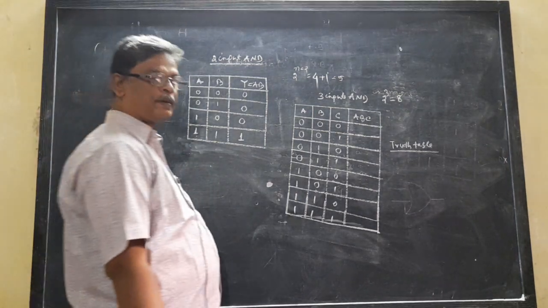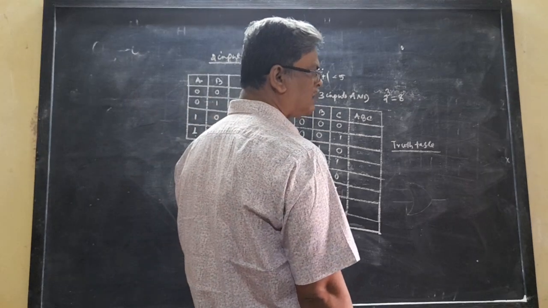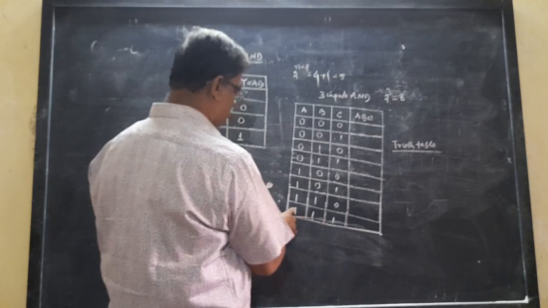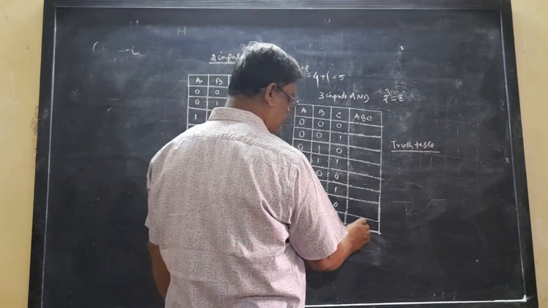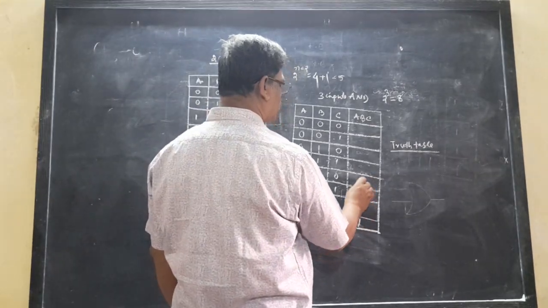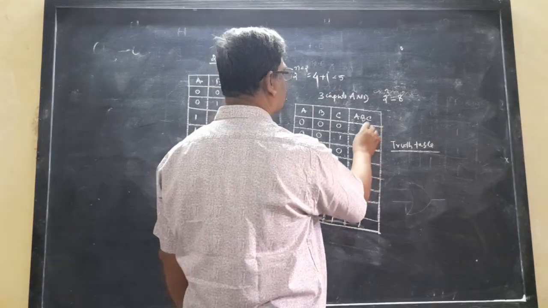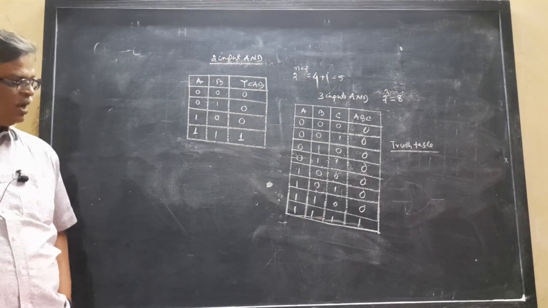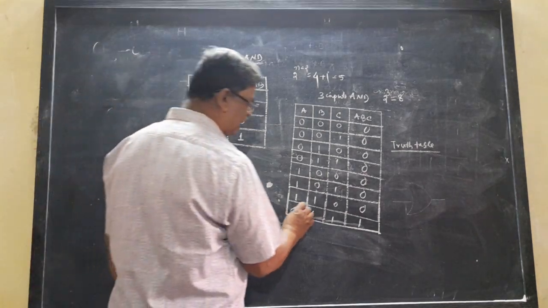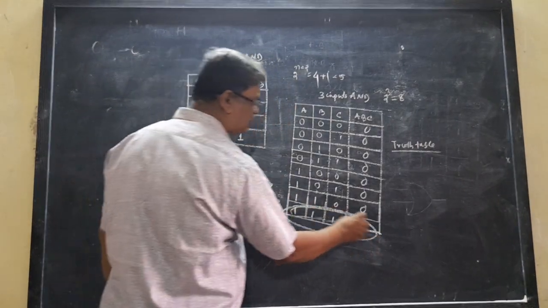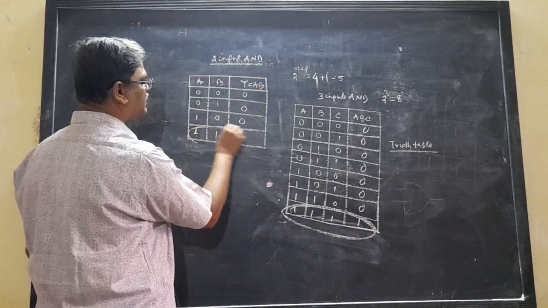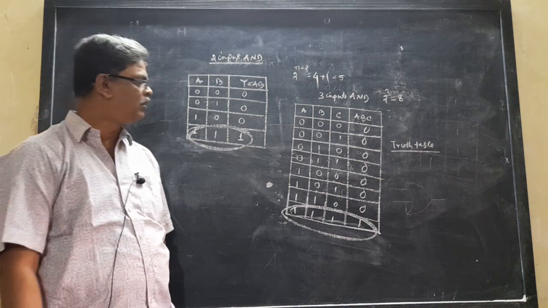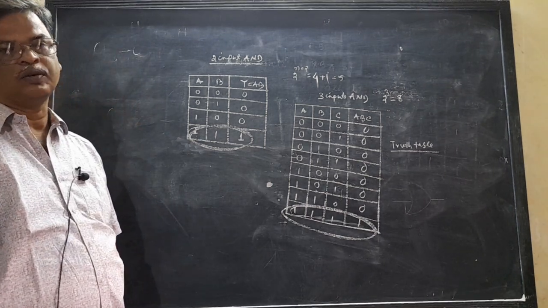For the output: when all the inputs are high, then it is high. In all other cases it is 0. Yes, complete. This is your AND gate. When all the inputs are high, then it is high. This row is highlighted. All other cases, it is 0.